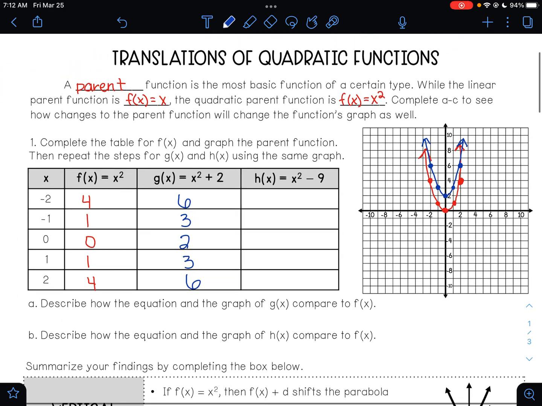So notice what happened from the original graph, which is in red, to the second graph in blue. It shifted up. How much did it shift up? Well, if we look at that vertex, it went from (0, 0) to (0, 2), so it went up 2. Look at the number that we added to it. Okay? So could you take an educated guess on what's going to happen with h of x? So keep that in your mind. Let's see if it's true.